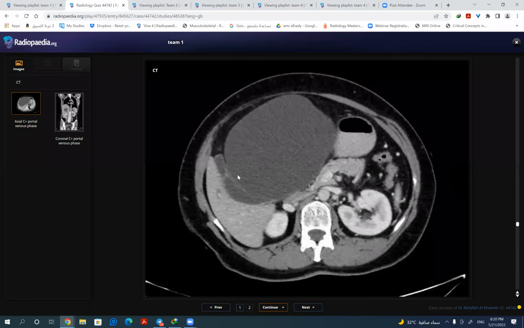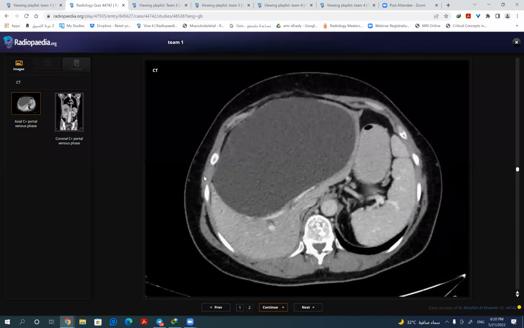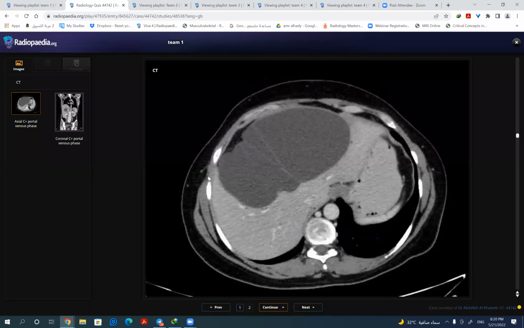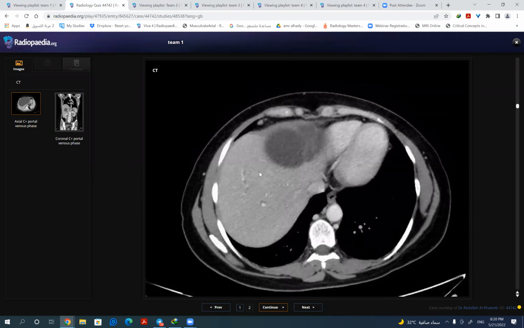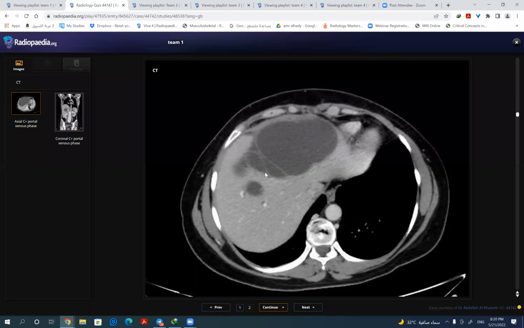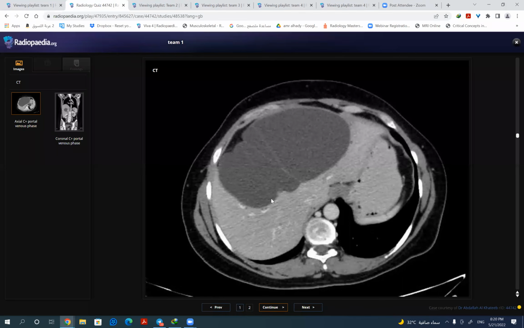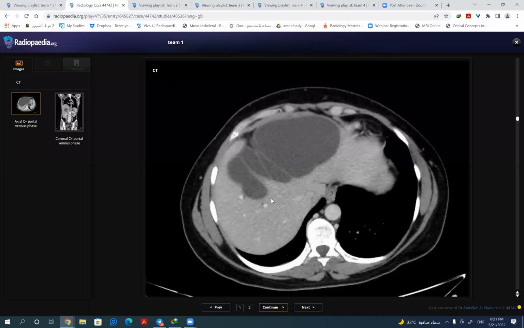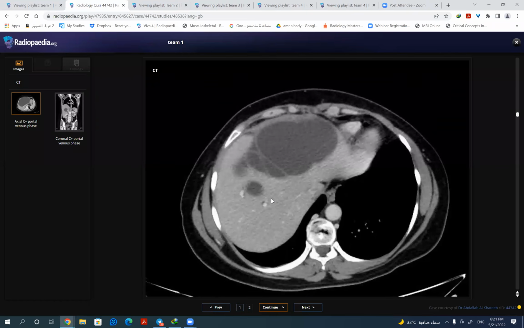What else? Sorry, time is up. So it is a hydatid cyst, and my first differential would be the hydatid cyst, and other differentials could include an abscess if the patient presents with fever and raised inflammatory markers. Okay, time is up. Okay, great, well done.